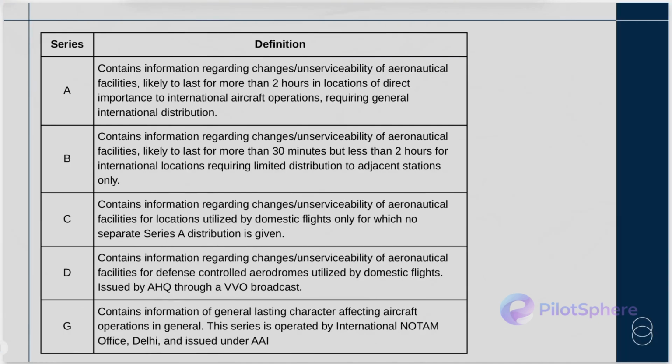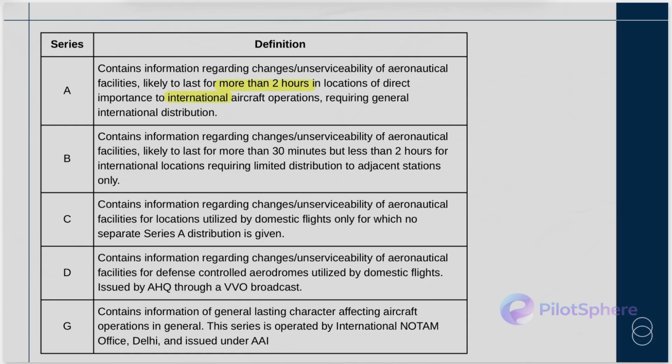After this, we have to take a look at the series also. Each NOTAM has a different series. It is A, B, C, D, and G. With series A, this contains information that is regarding changes or unserviceability of aeronautical facilities that is likely to last more than 2 hours in locations of direct importance to international aircraft operations requiring general international distribution.